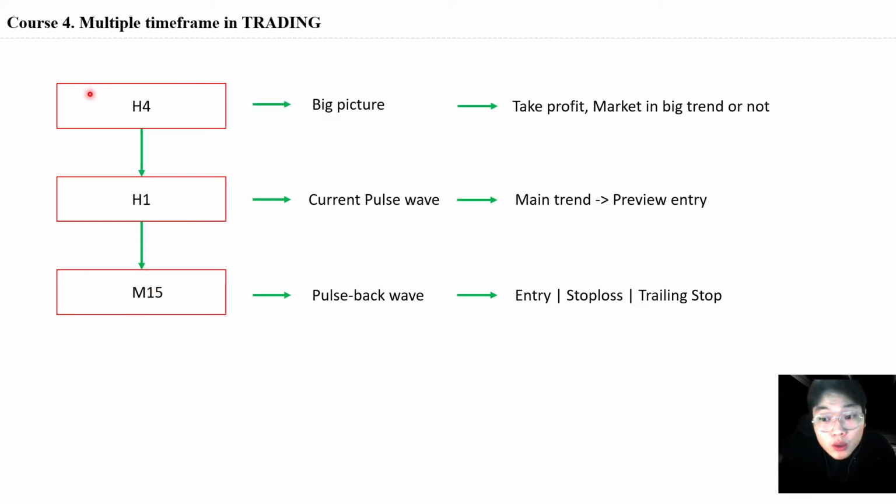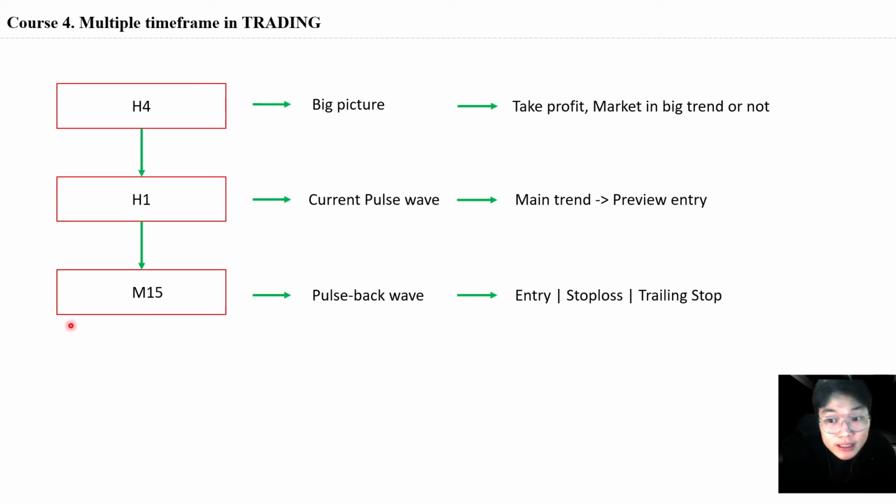In the 4 hour, what you want to see is the big picture of the market. The big picture is used to define the take profit, and to see whether the market is in a big trend or a range. The second one is the 1 hour time frame. At this time it shows the current pullback wave of the market, or you can also call it defining the main structure of the market, to define the recent trends of the market, to preview whether your entry will be beautiful or not.